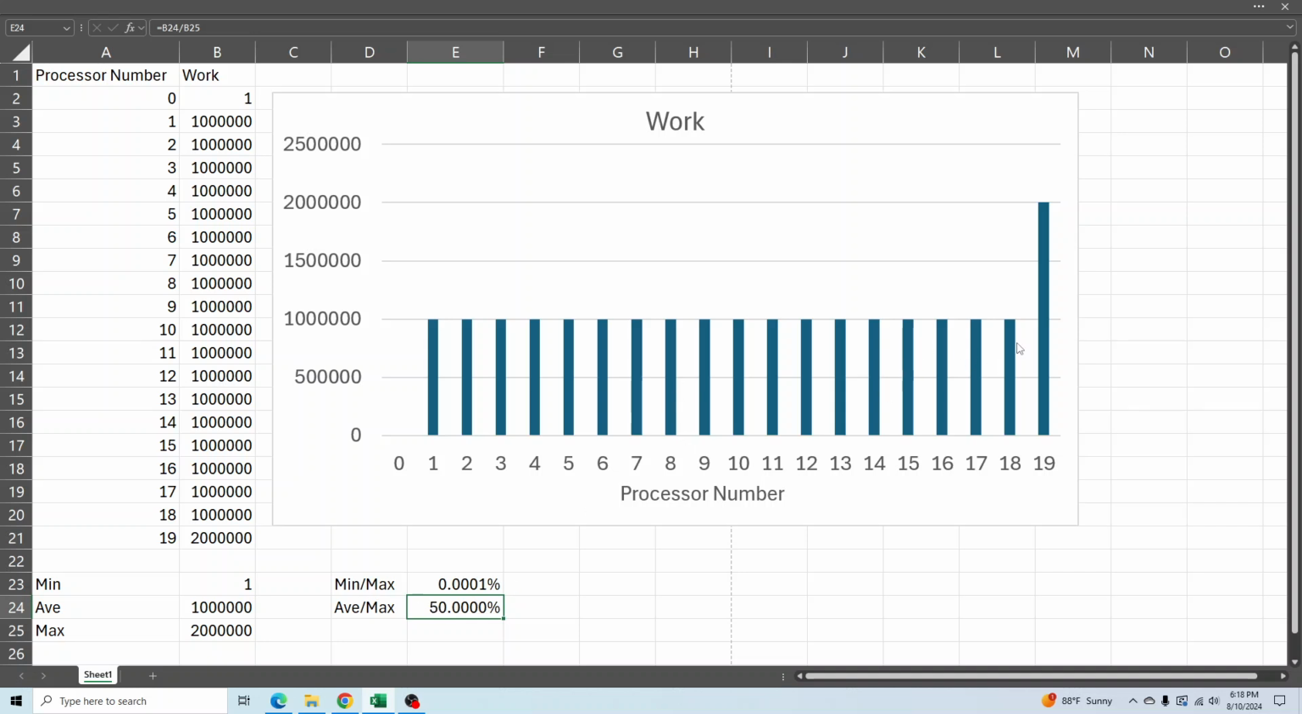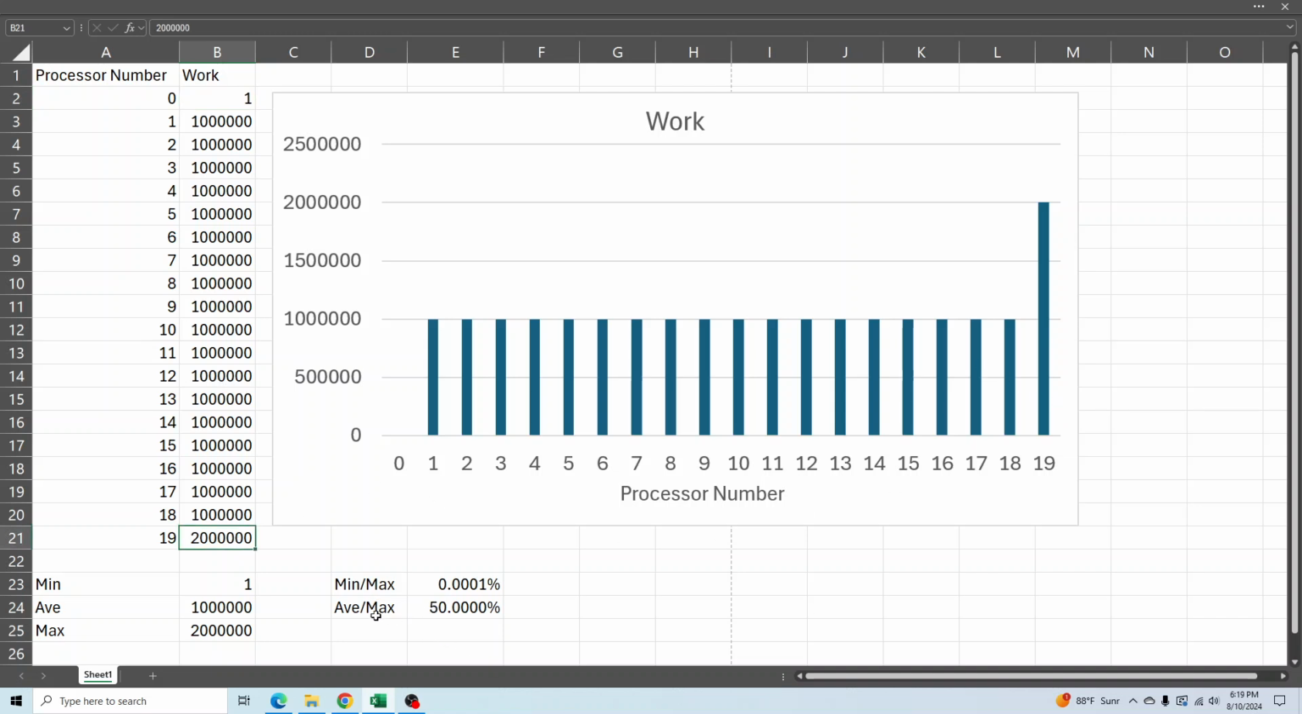So this calculation should run twice as fast if we took all this work and sprinkled it over all the other processors. It would run twice as fast, but it's not going to run 1,000,000 times faster. So this minimum over maximum is a meaningless metric, and this workload really demonstrates that. Most of the processors have a million units of work, or one processor has just 1 unit of work, and one processor has 2 million units of work.